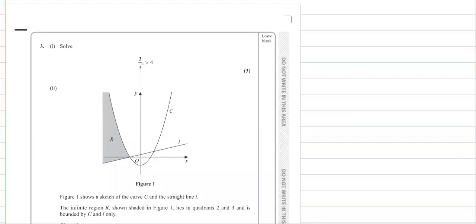See, part one is solved. This is a simple linear inequality. You have to solve that one. So it is given that 3 over x is greater than 4.